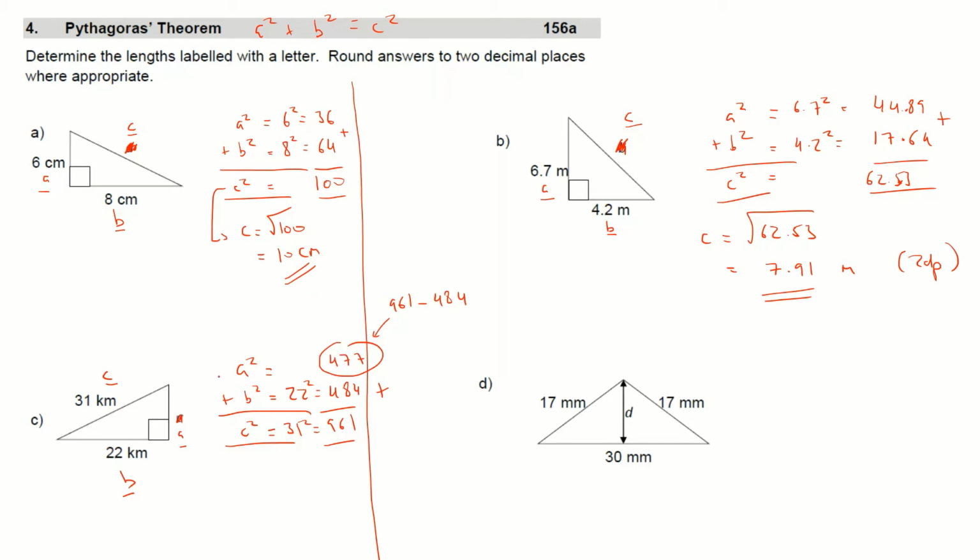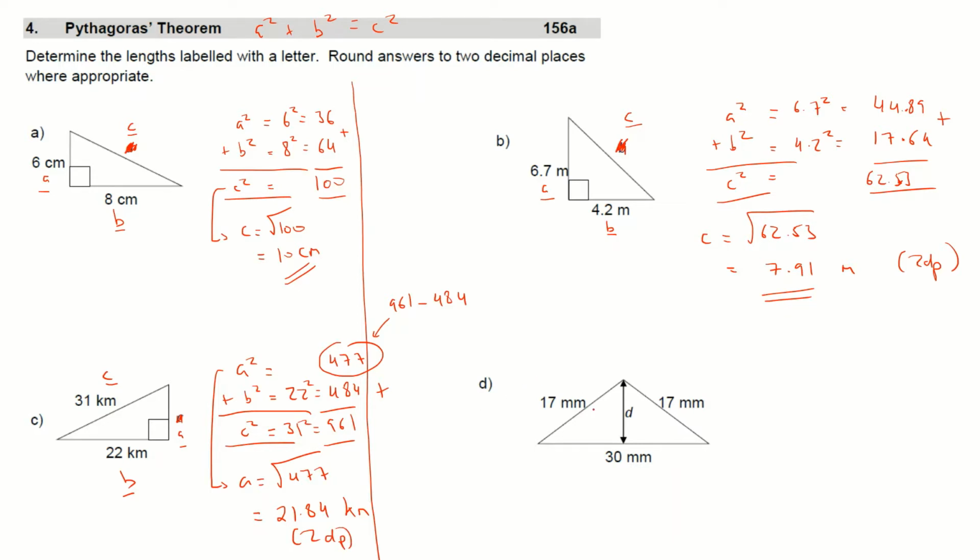So A squared is 477. But that means that A is the square root of 477. And the root of 477 is going to be a decimal again, 21.84 kilometers to 2 dp.